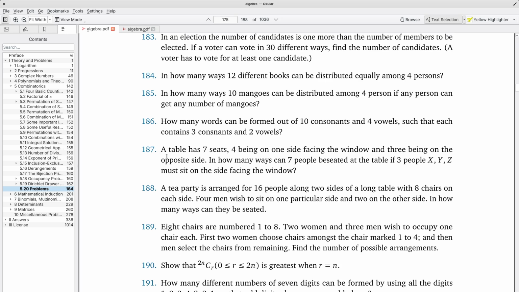Question 187 says that a table has 7 seats, 4 being on one side facing the window and 3 being on the opposite side. In how many ways can 7 people be seated at the table if 3 people X, Y, Z must sit on the side facing the window?